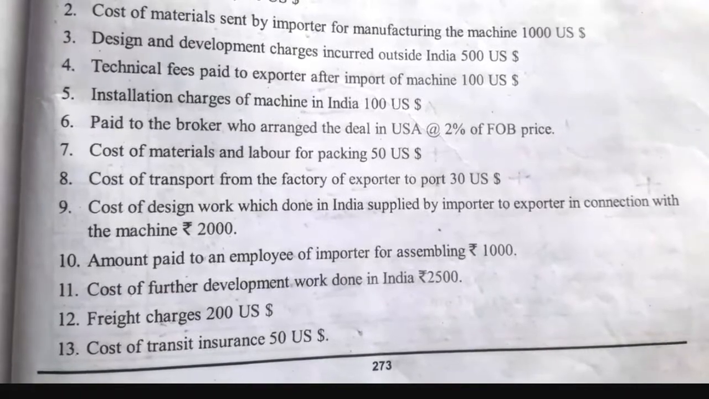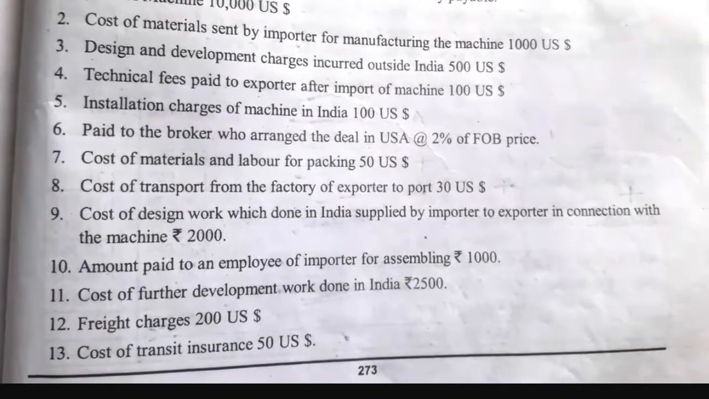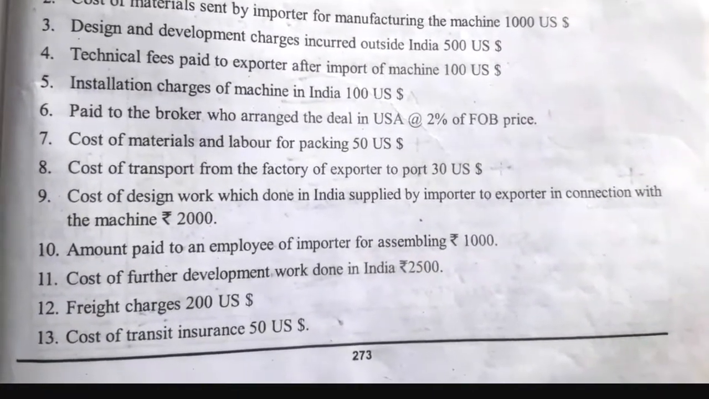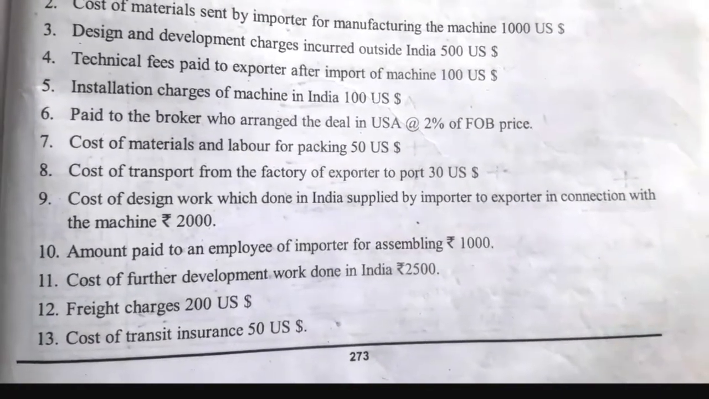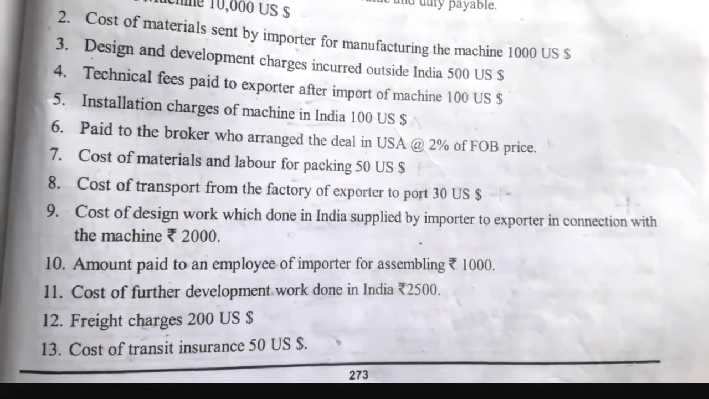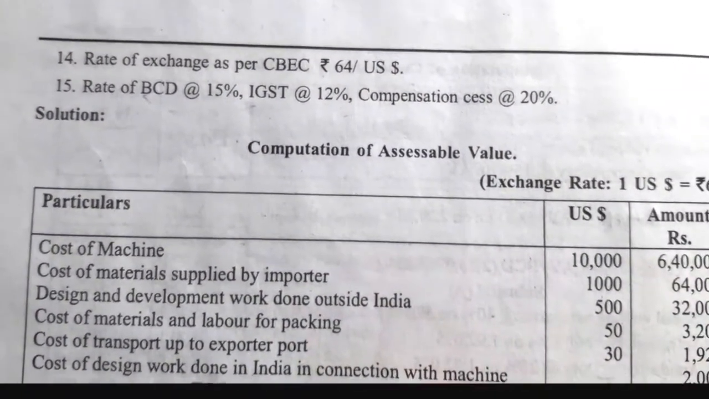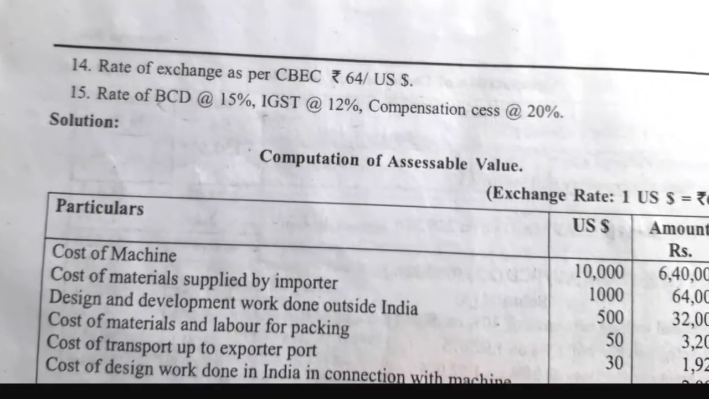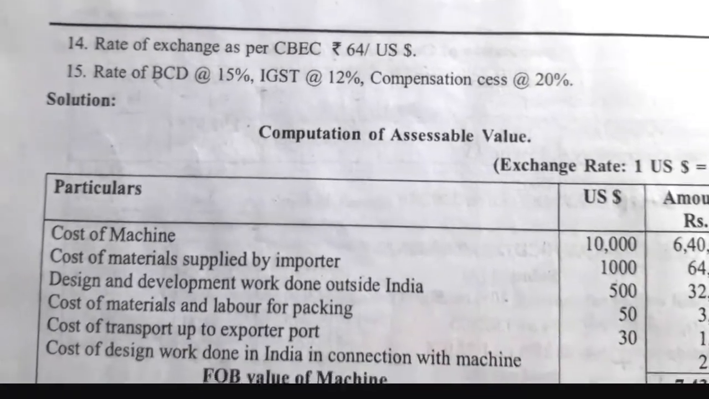cost of design work which done in India supplied by importer to exporter in connection with the machine rupees 2000, amount paid to an employee of the importer for assembling rupees 1000, cost of further development work done in India rupees 2500, freight charges $200, cost of transit insurance $50. Next, continuation. Rate of exchange as per CBEC rupees 64 per US dollar, rate of BCD at 15%, IGST at 12%, compensation cess at 20%.